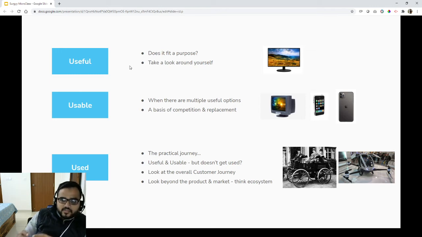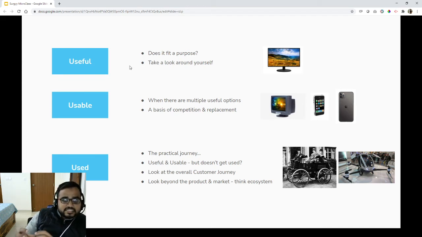So again, when you're trying to analyze, you can think about the different markets, or you can try to target different segments and so on, where your product can be more useful. You can try to find out more use cases, you can try to add more features, functionalities, and so on to make the product more useful.